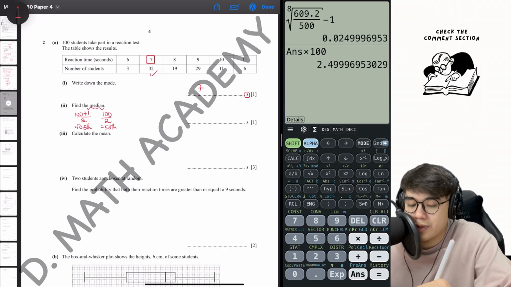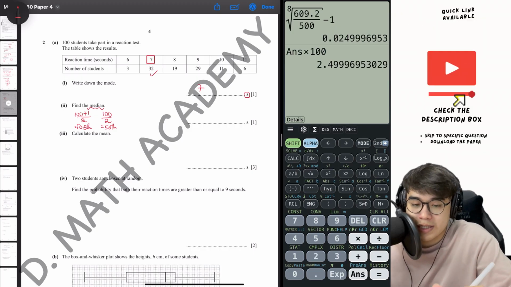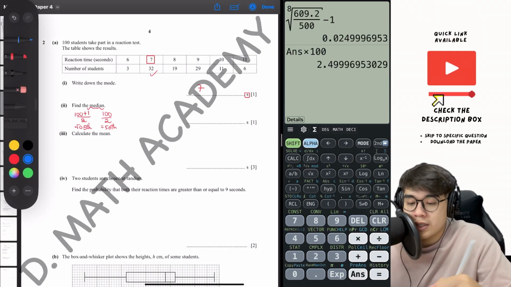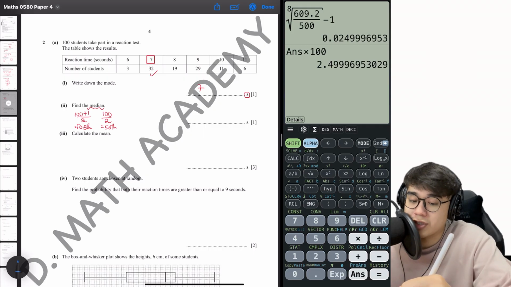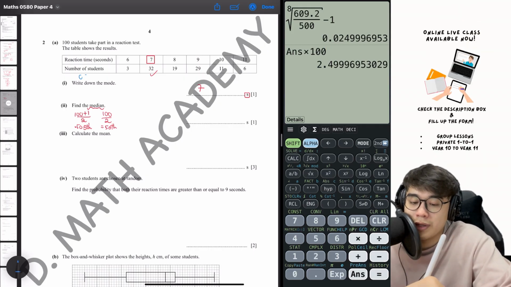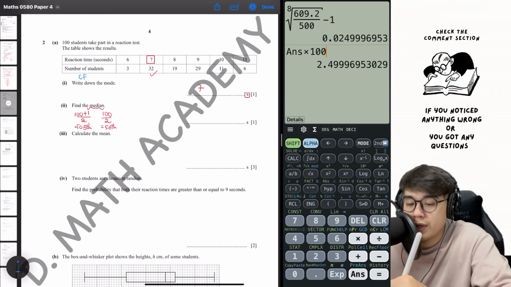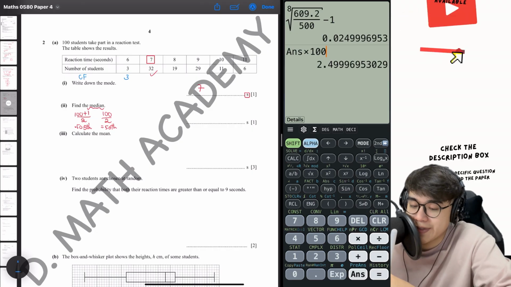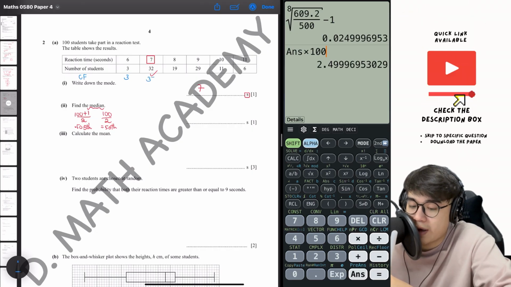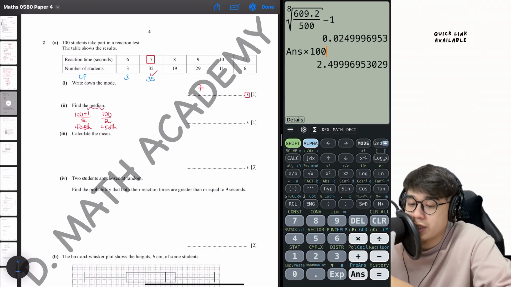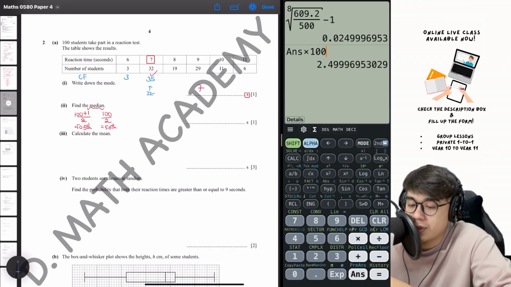Okay, so for this, you'll be looking at the 51. Slight difference here. Let's proceed with the solving. You will need cumulative frequency to get this done. The first group here, reaction time of 6, you only have 3. As of 7, you will have 35. So 35 is actually the total of 32 plus 3.